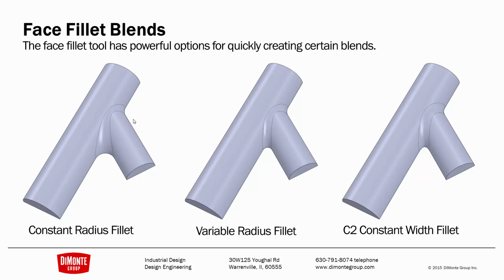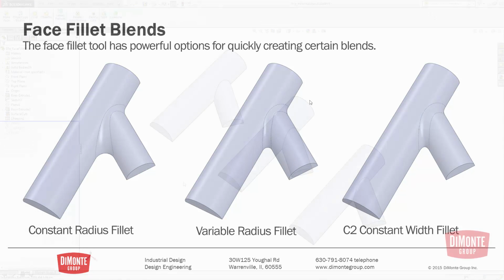Another use of the face fillet tool is creating constant width fillets. Here I have these two cylinders intersecting each other at a 45 degree angle. When I apply the constant radius fillet, note that the size of the fillet looks different. The radius is the same, but the size of the fillet looks visually different along its length. With the variable radius fillet, I can guess various fillet values along its length, or I can use a constant width fillet to create that transition.